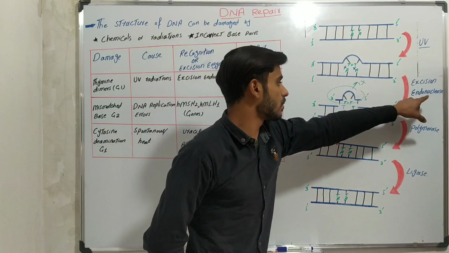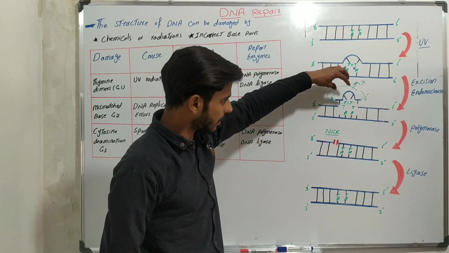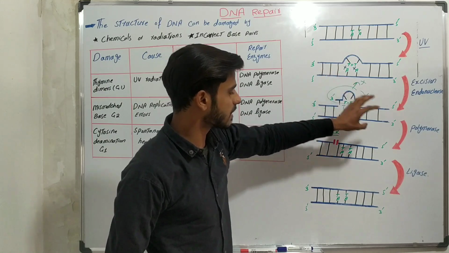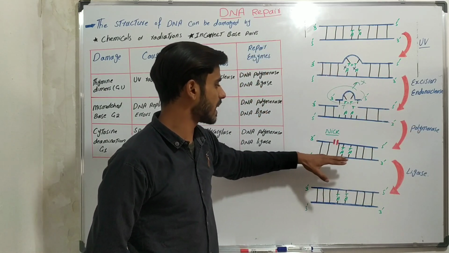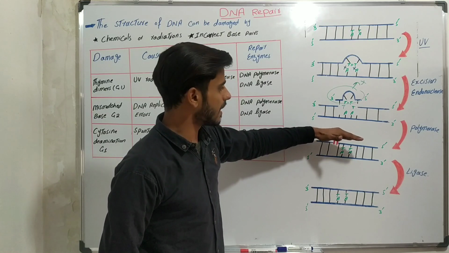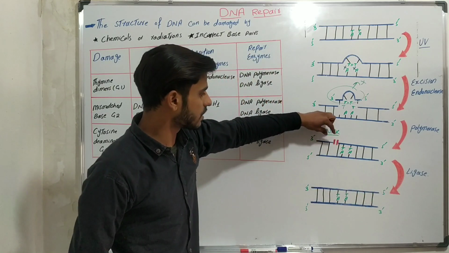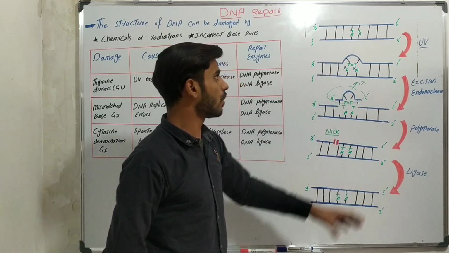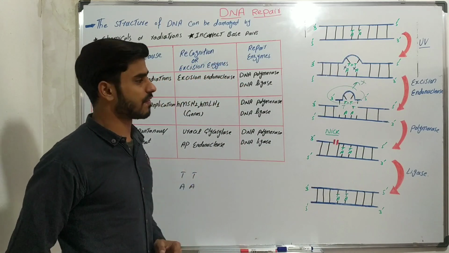Then the excision endonuclease enzyme will come. It will recognize this. It will remove this part by cutting phosphodiester bonds. Then polymerase will come. Polymerase will use this sequence again and form another nucleotide normally, and then ligase will come and ligase will seal these nicks which have been produced here. So it will be sealed and now the DNA has been repaired. This was the first damage.